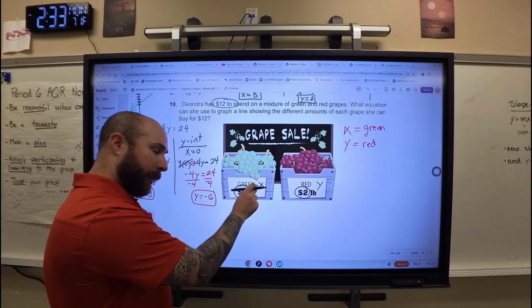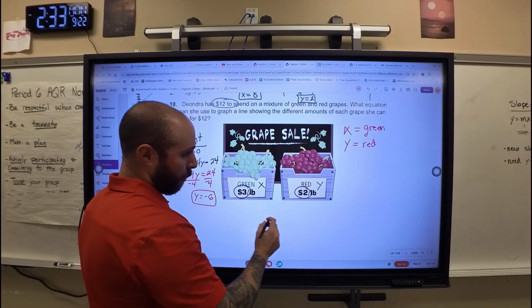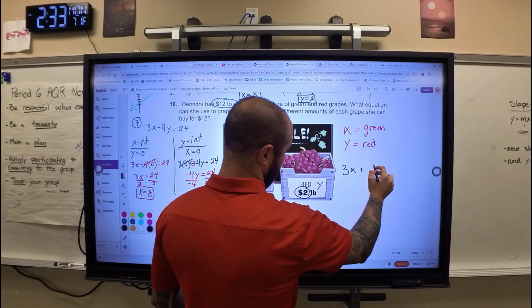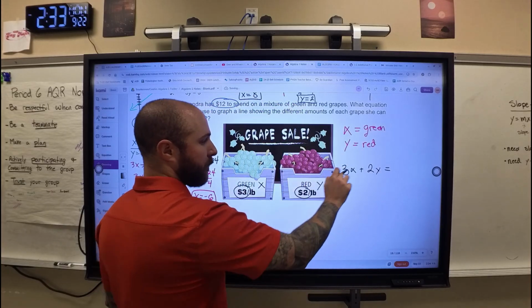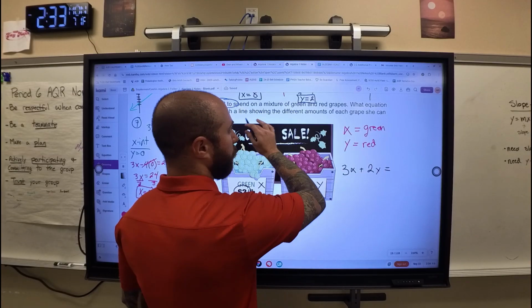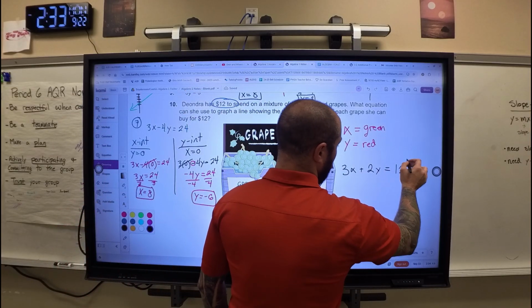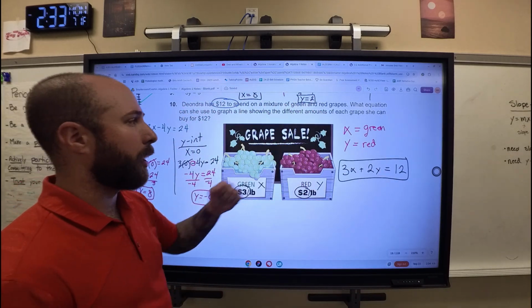So we're going to combine those together, right? The $3 goes with x, the $2 goes with y. So our equation is going to have 3x plus 2y, right? $3 per pound of green grapes, $2 per pound of red grapes, and we can then set it equal to the amount we are able to spend, which is our $12. Okay, and that's all the question wanted us to do, is just write the equation.